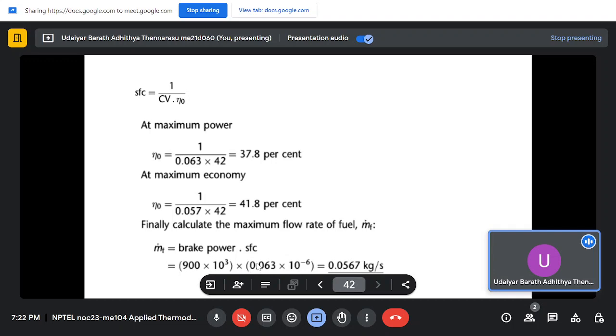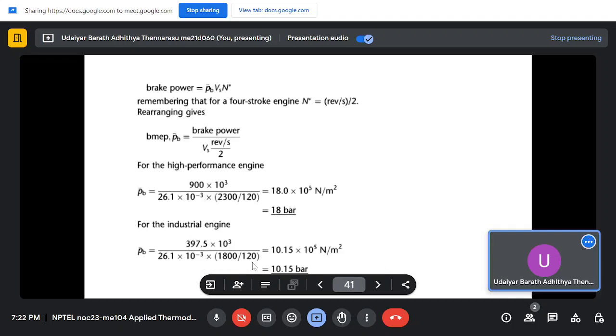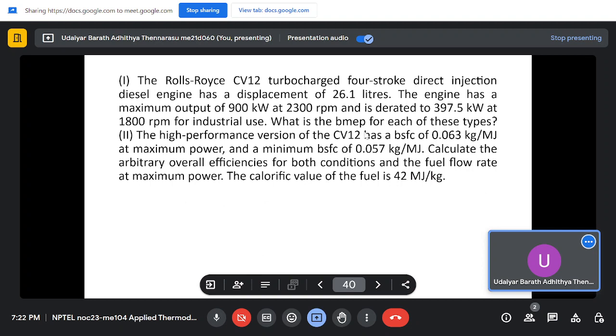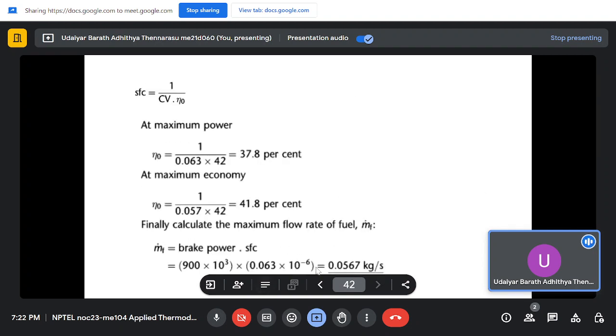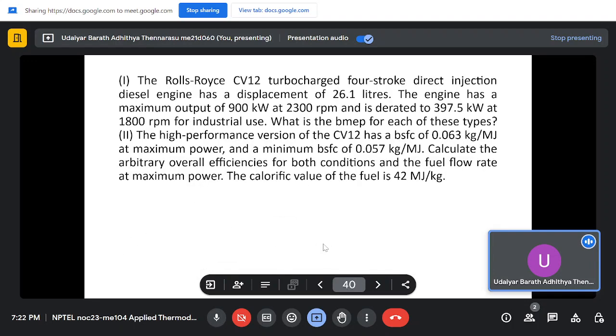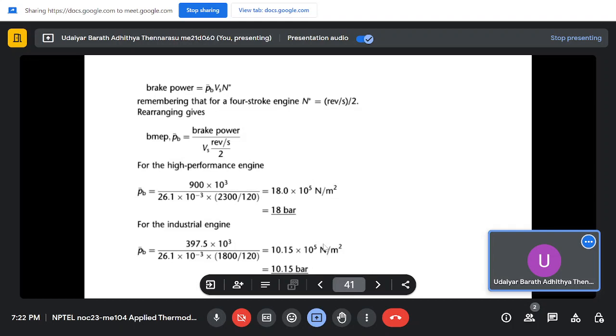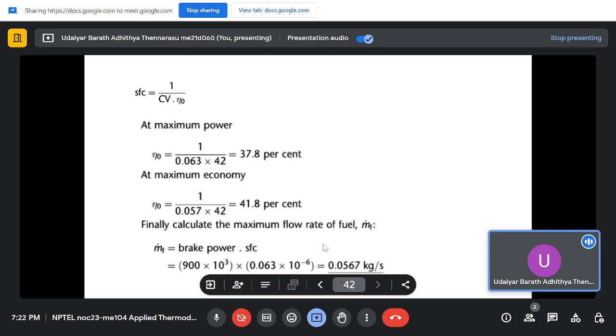Brake specific fuel consumption is 0.063 into 10 power minus 6, because it is kg per megajoule, so we are converting it to joule. This will give me 0.0567 kg per second. So that is the fuel consumption with maximum power. So calculate everything.